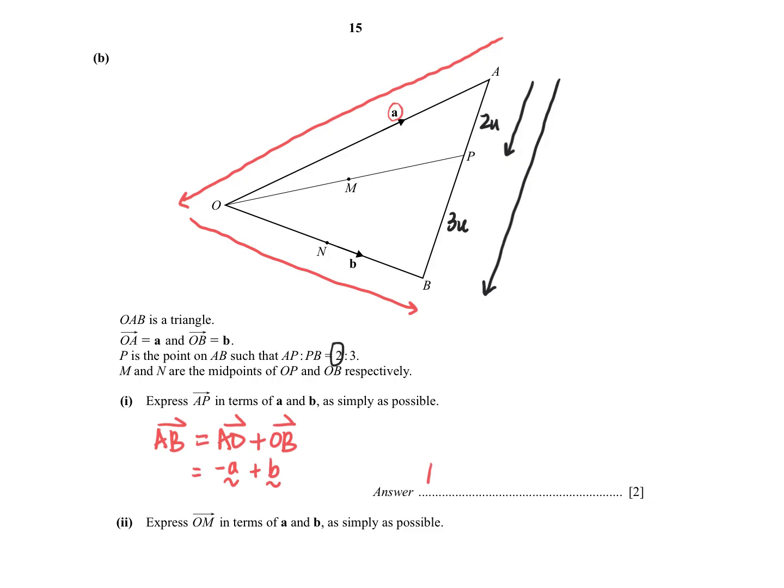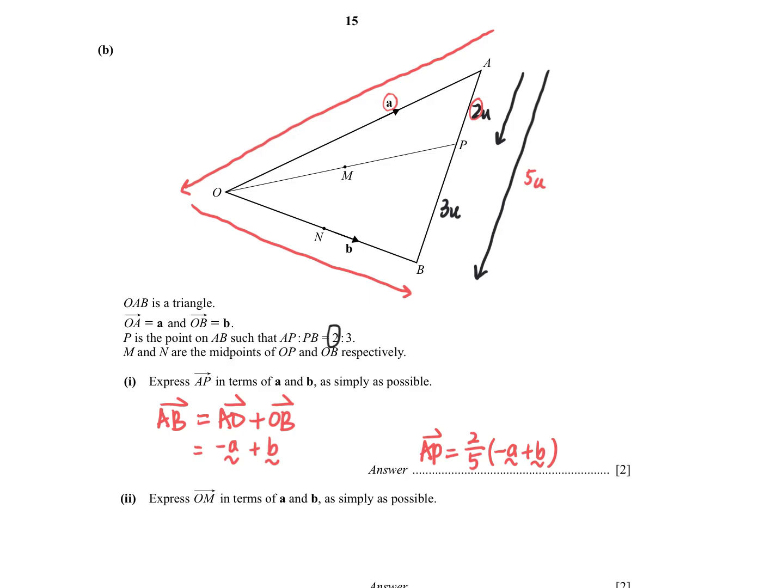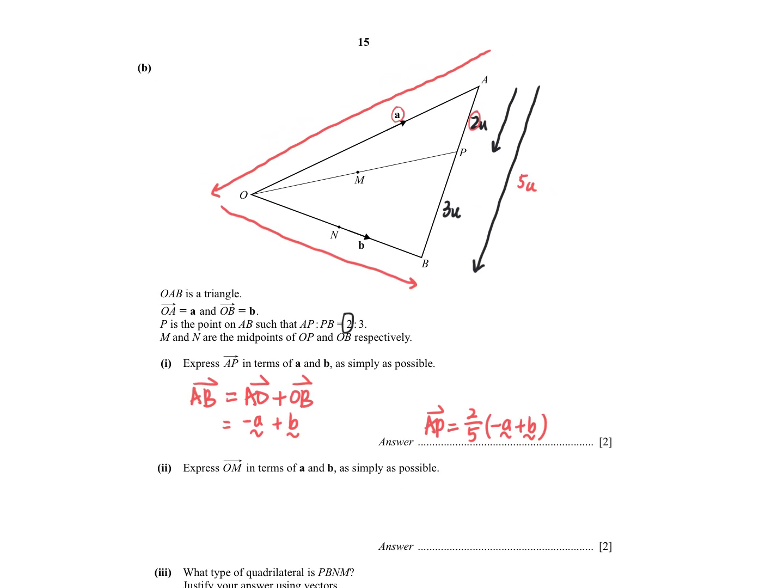So to find AP, AP is 2 units out of the whole thing, 5 units of my AB. So I just copy down like this. I divide the vectors by 5 units and then times 2. So that's why it's 2/5. Why is it negative? Because of the change of direction. I'm moving from A to O here instead of O to A. So must be negative. Okay, next one, OM.